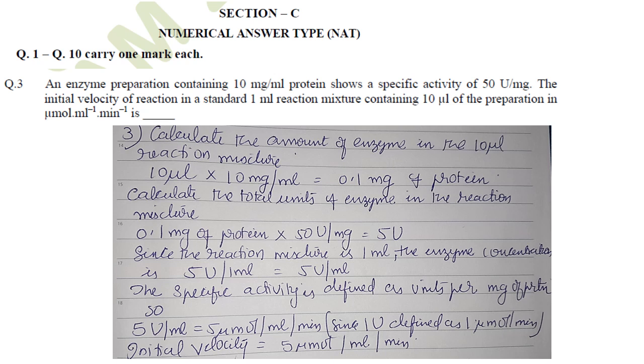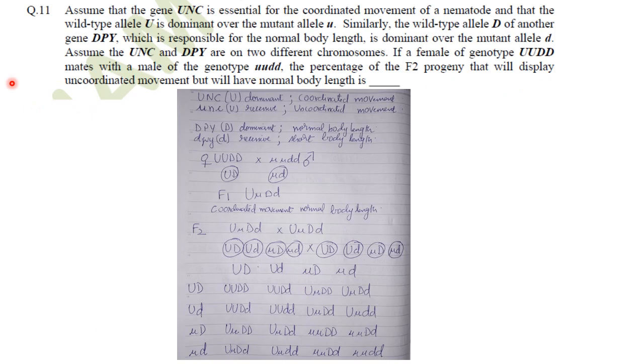For that, first you have to calculate the amount of enzyme in 10 microliter. So 10 microliter into 10 mg per ml will give you 0.1 mg of protein. Now calculate the total units of the enzyme in the reaction mixture. So 0.1 mg of the protein into 50 units per mg, that is 5 units. Since the reaction mixture is in 1 ml, the enzyme concentration is 5 units per ml. The specific activity is defined as units per milligram of protein. So 5 units per ml is equal to 5 micromole per ml per minute, since 1 unit is 1 micromole per minute. So initial velocity is 5 micromole per ml per minute. Answer is 5.